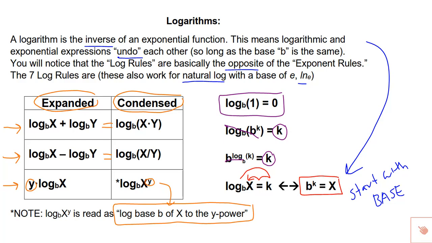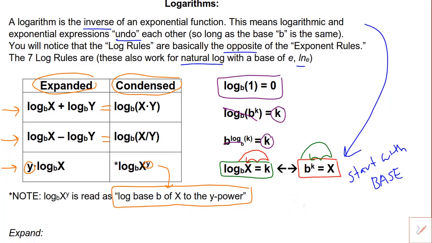And like we said, logs and exponents can undo each other, so if I'm given the exponent and I want to make it go back to log, I can do the same thing. I start with the base and I bounce back. You see I had base x equals k. Log base x equals k is what I have here. So you can go back and forth between the two using this jumping idea.